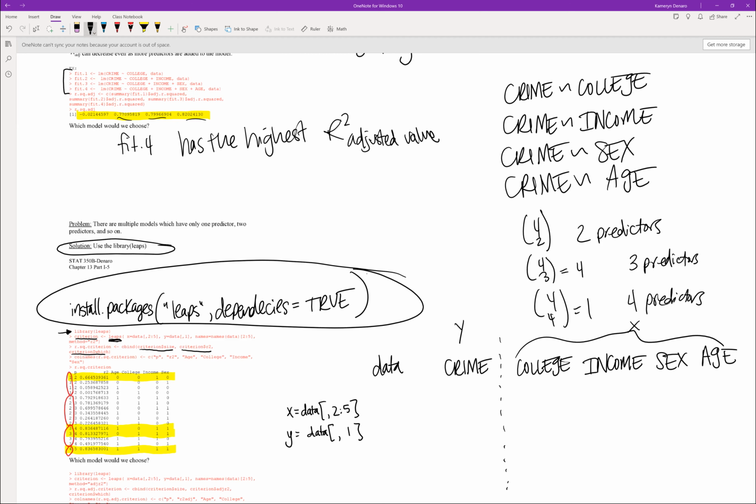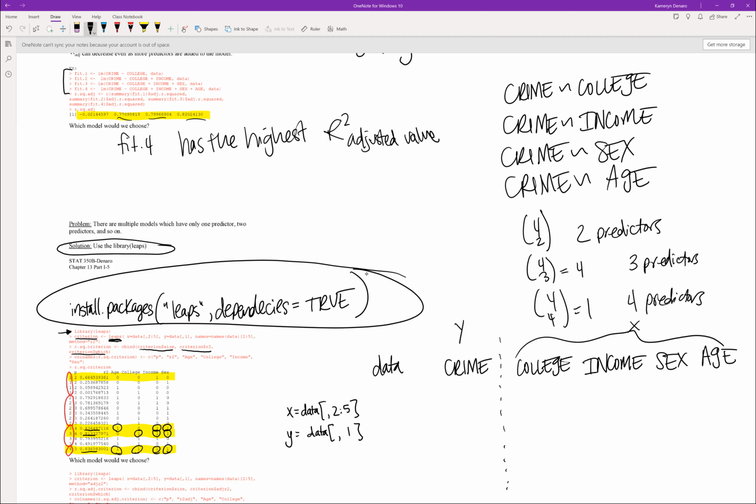Essentially, if I look at this fit, the model with age, income, and sex to predict crime has an R-squared value of 0.8364. And the model with college, income, and sex has an R-squared value of 0.8133, right? And then I have the model that's 0.8365, which has age, college, income, and sex.